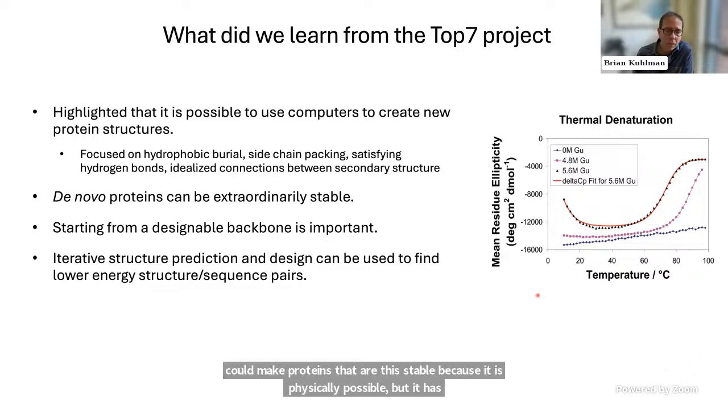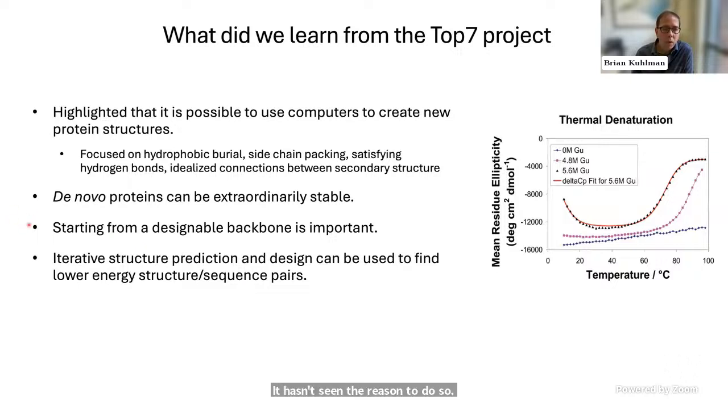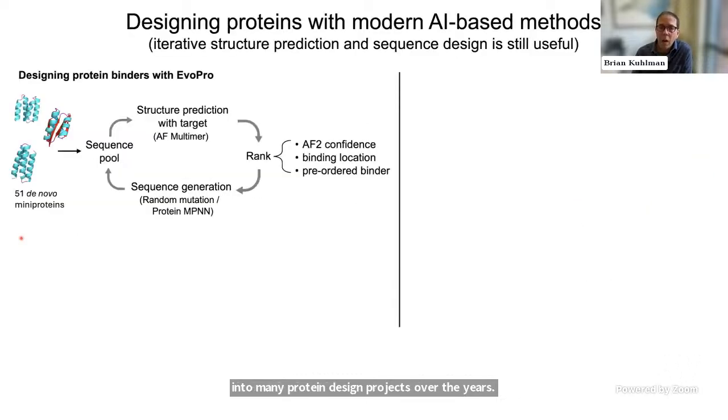A couple of things that I think were important for success in this project were starting from a designable backbone, and then also using the iterative structure prediction and design to find lower energy structure-sequence pairs. And I think both of these points have been key factors in the many protein design projects over the years. And so I just wanted to highlight that even now with the modern AI-based methods, it can be very useful to engage in this iterative process of structure prediction and sequence design.